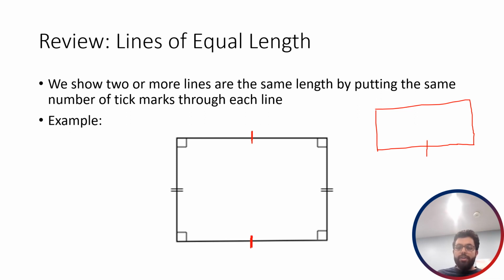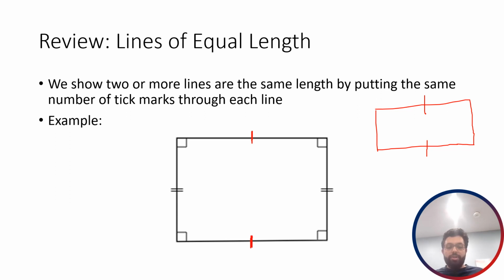It's not supposed to be some weird shape you haven't seen before. So I put one tick mark through each of them to communicate to you that they're supposed to be the same length. Now, similarly, the left-hand side of this rectangle and the right side are the same length as each other, but they're a different length from the top and the bottom.